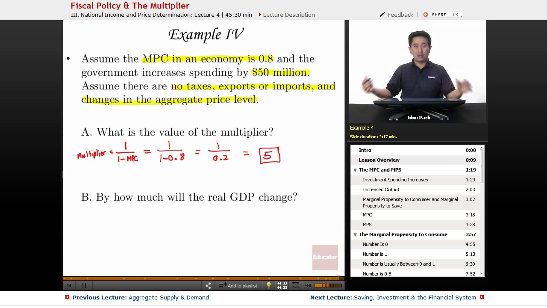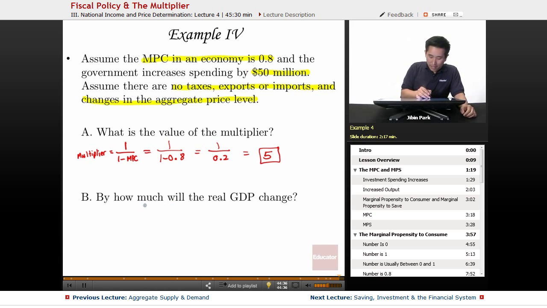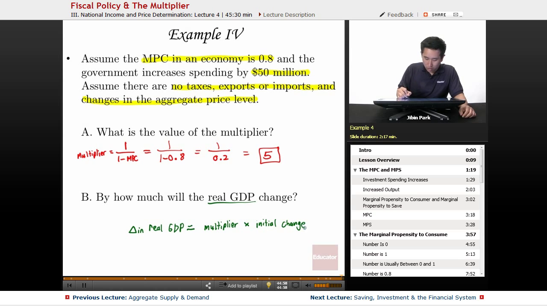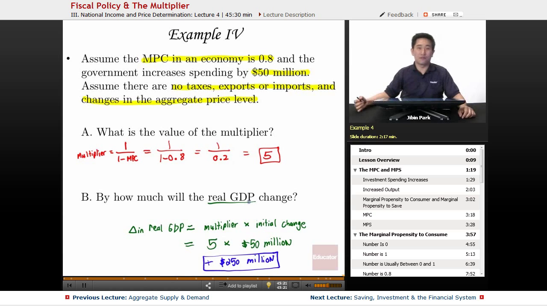And let's try another simple math problem using this multiplier here. By how much will the real GDP change? Okay, so the change in real GDP is going to equal the multiplier times the initial change. And what did you have here? Well, the multiplier was 5. 1 over 1 minus MPC times 50 million. And ladies and gentlemen, a $50 million injection in spending is going to have a $250 million positive impact on the GDP here. Whereas if there's a cut in government spending by $50 million, the GDP might reduce by $250 million.